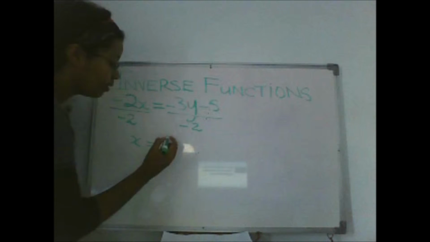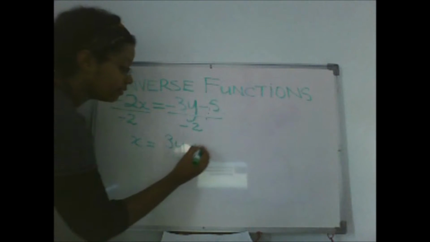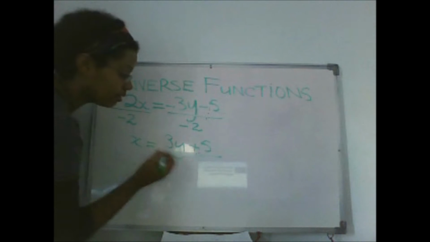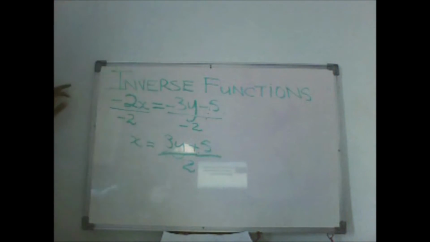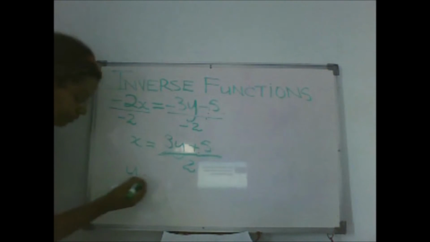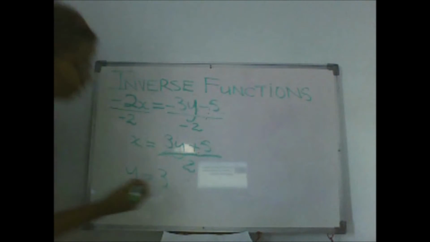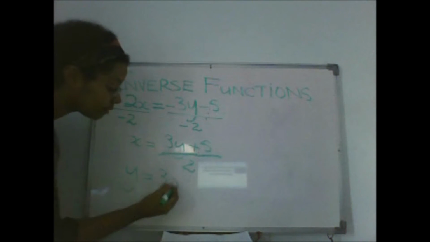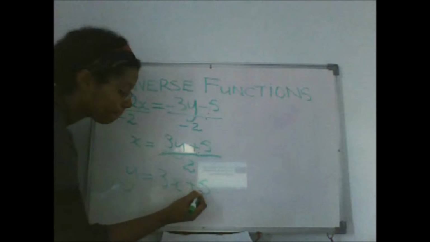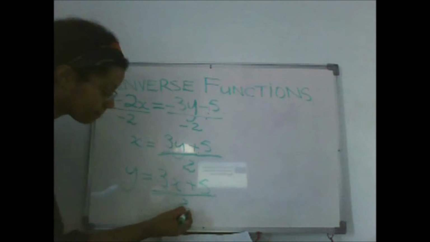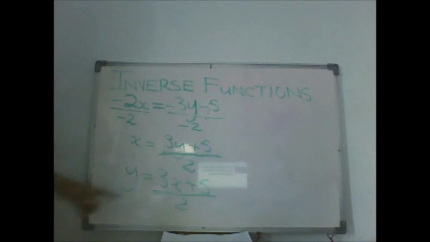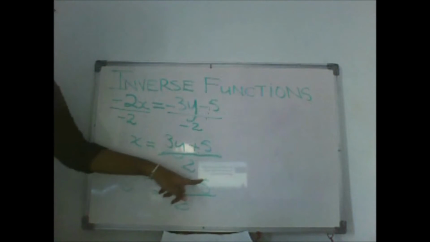Okay, so we have 3y plus 5 divided by 2. Again, once we solve for x, we simply go, oh look, there's x. Let's put y here. Oh look, there's y. Let's put back x. So this will be the inverse equation: 3x plus 5 divided by 2.